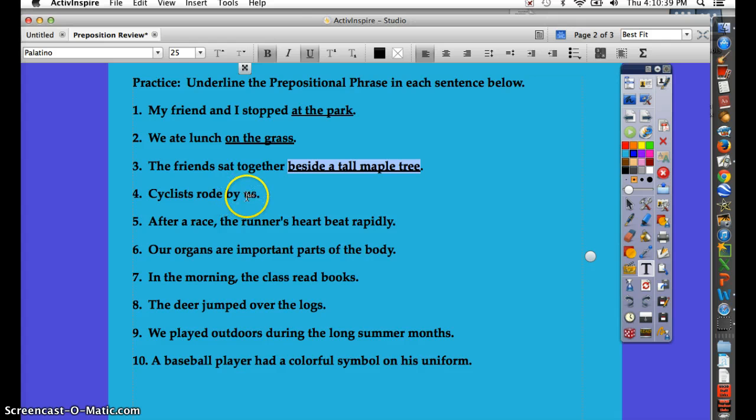Number 4, cyclists rode by us. By us would be the prepositional phrase this time, with by being the preposition. Us is the pronoun that time to end the phrase. Number 5, after a race, the runner's heart beat rapidly.